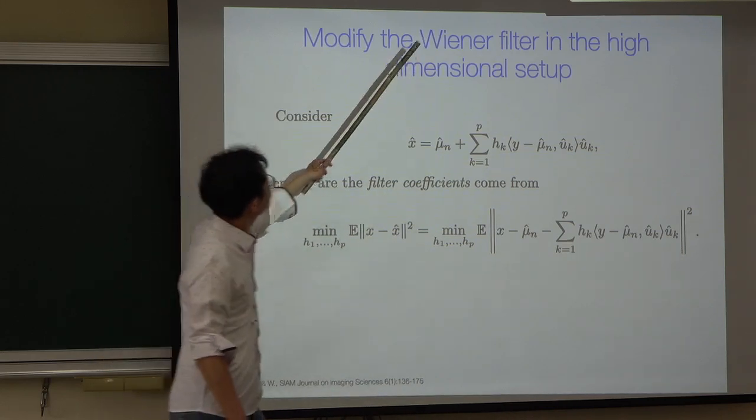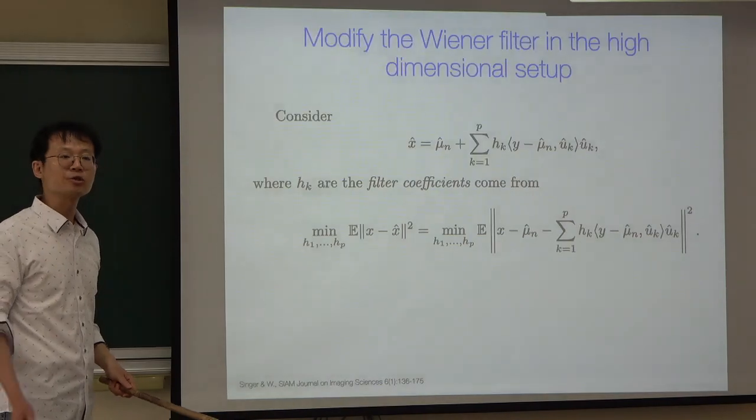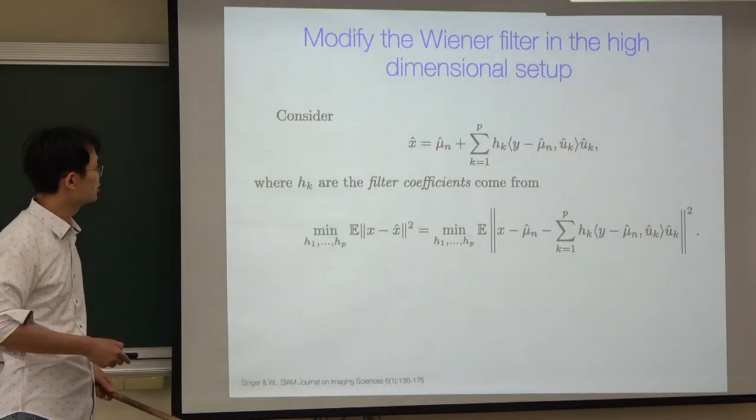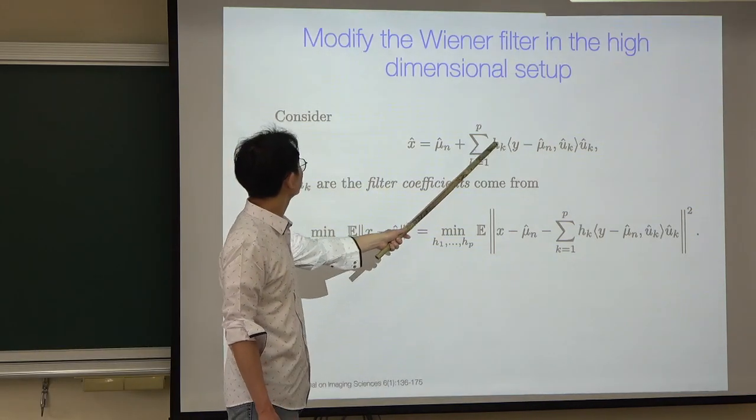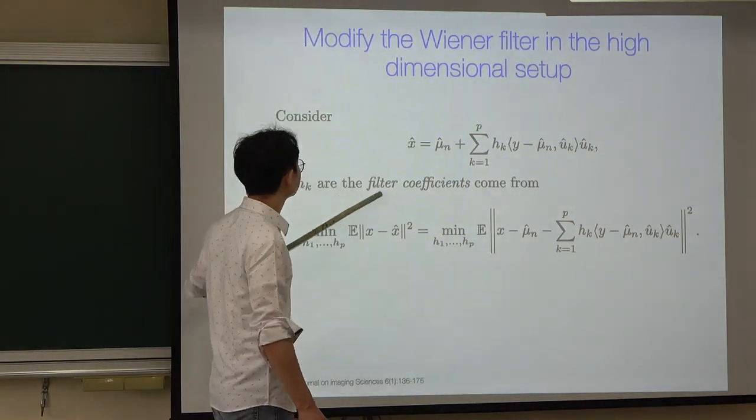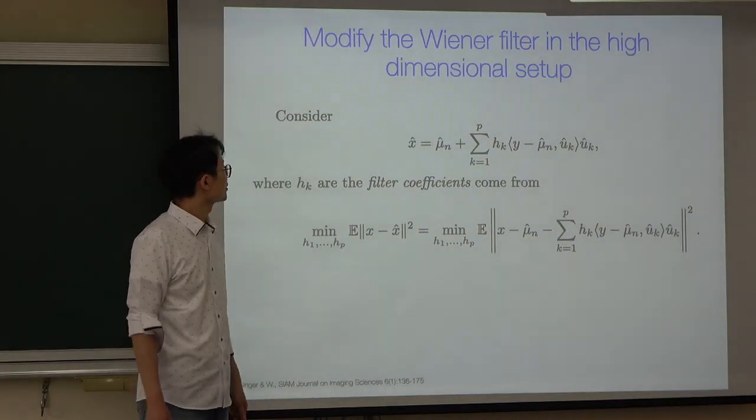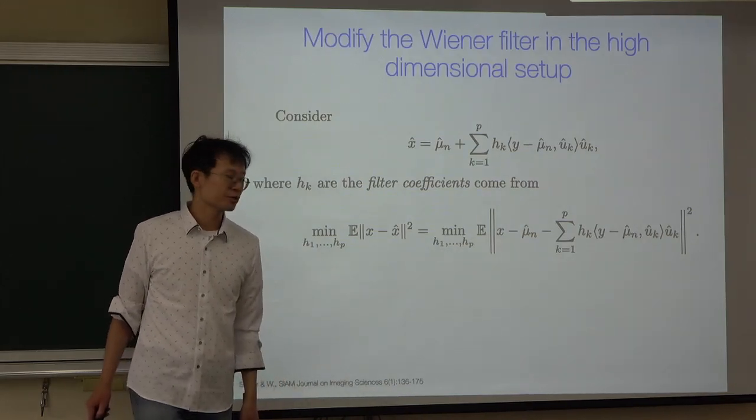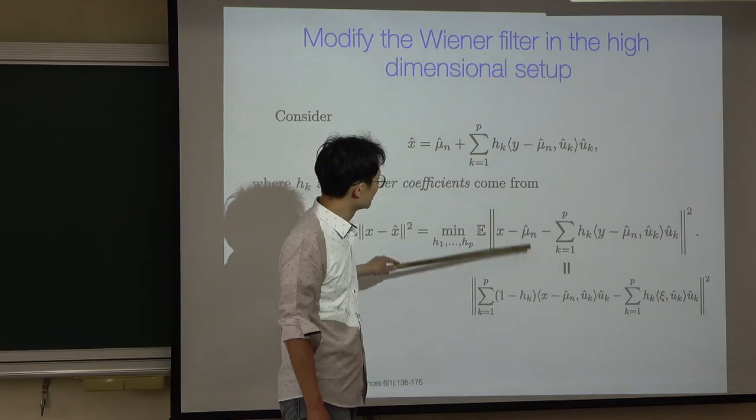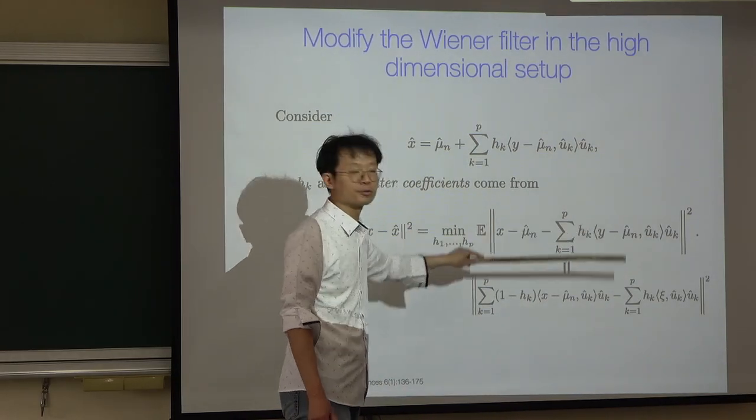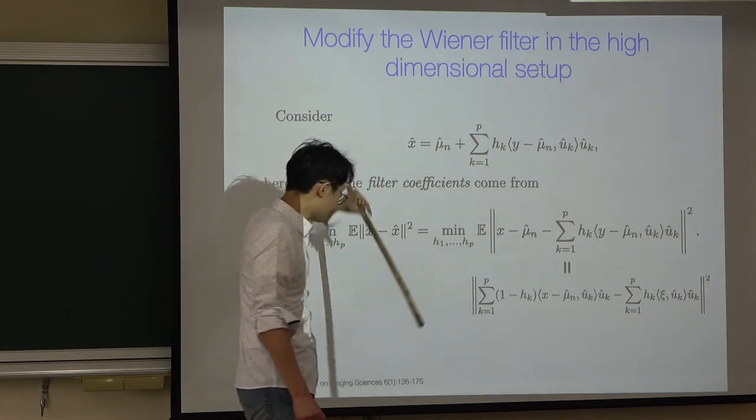And the basic idea is very simple. Let's modify the Wiener filter. Just do some modification, and then try to take the bias into account. For example, let's introduce h_k, which is the filter coefficient coming from this optimization. And we want to find all these coefficients, h_k. And what you do is just a sequence of rewriting of this function.